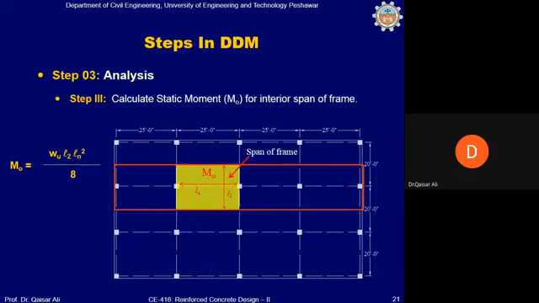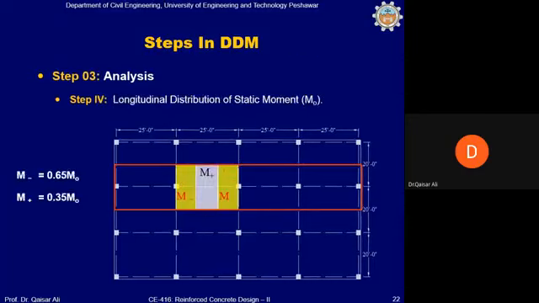And Wu is the load per square foot of the frame. The bending moments are basically calculated in a manner similar to the bending moment calculation of a beam. When L2 is multiplied with Wu, it gives the load per running foot, and then ln square by 8 will give us the bending moment in the total width of the interior span. Once this bending moment is calculated, it is further distributed along the length.